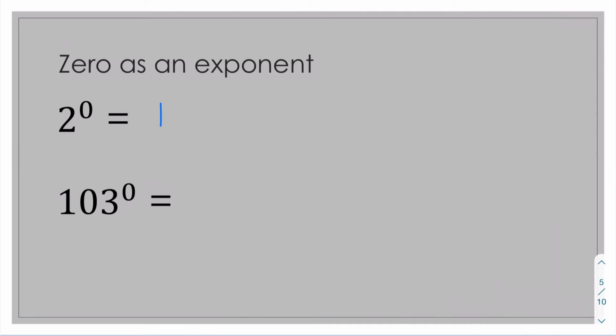So anything, 103 to the power of 0, all equal to 1. It could be a million. Let's say you have a million to the power of 0, and it's always going to equal 1. Anything to the power of 0 is going to be equal to 1.